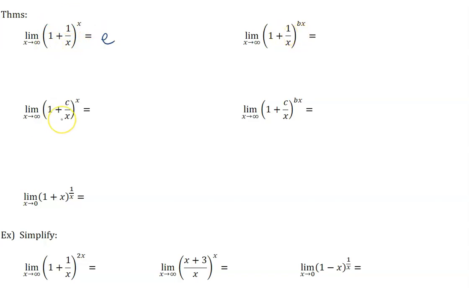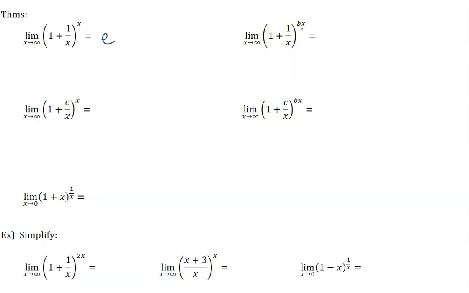You can see that these look related, and that's going to help us evaluate limits that are close to this without having to actually go through this process. So for this next one, b is just some real number. B is a constant. We have the limit as x approaches infinity of the quantity 1 plus 1 over x, now raised to the b times x.